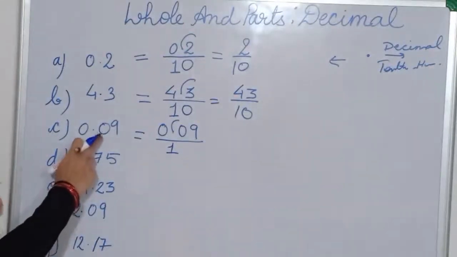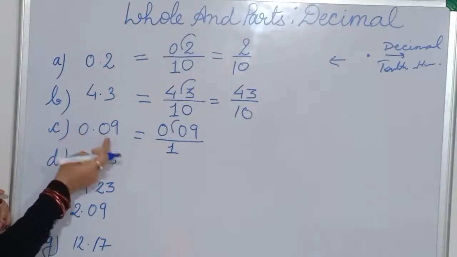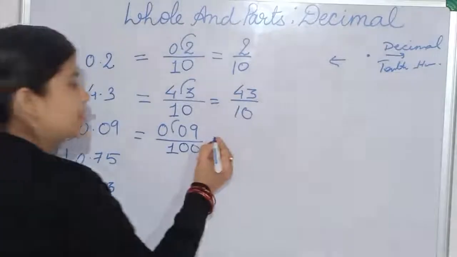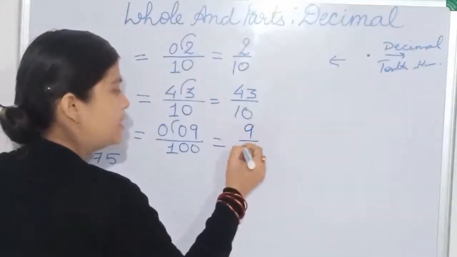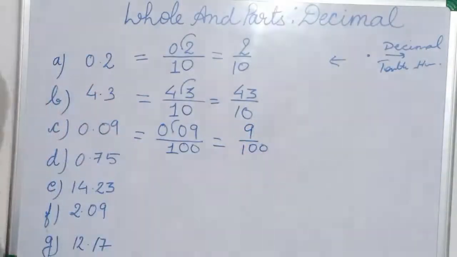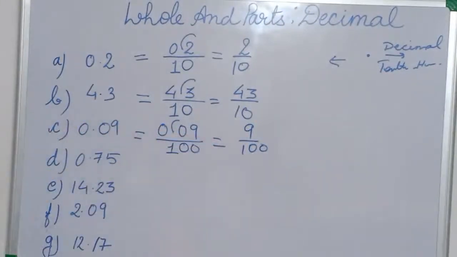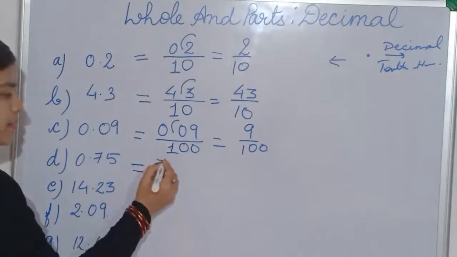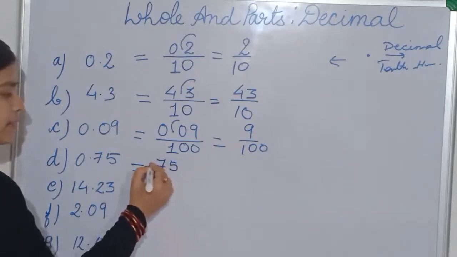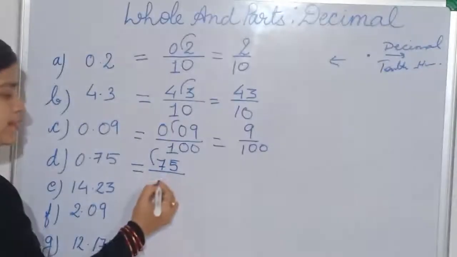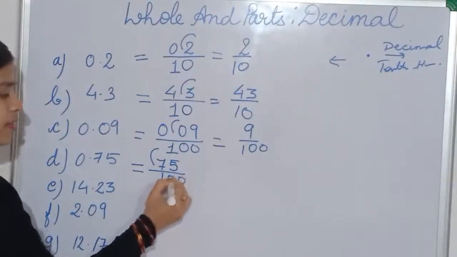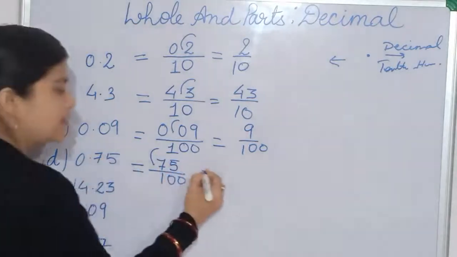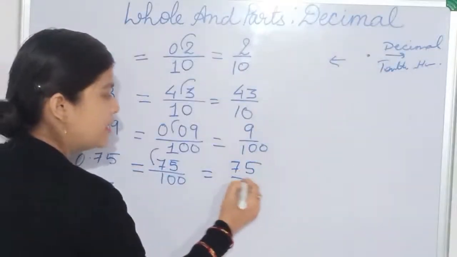there. You count here, how many are there? After the decimal point, how many places are there? 1 and 2. So I will put here two 0s. So it will be 9 by 100. Okay? Because 009 means 9 only. Again, 75 without the decimal we are going to write, and then we will put 100 in the denominator because there are 2 places after the decimal. So it is 75 by 100.